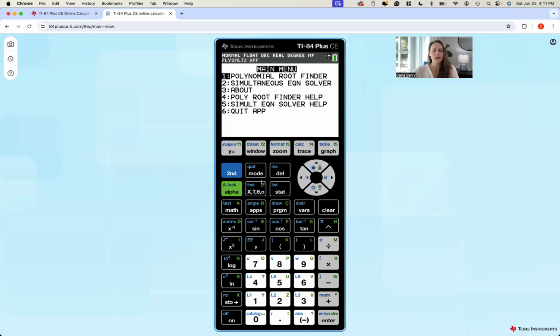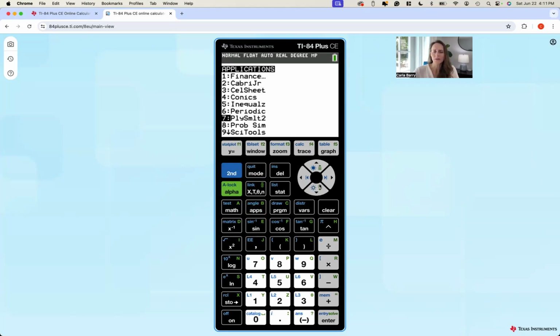So just to recap, I can press second mode to quit out of the screen, press apps, go all the way down to PolySmlt, scroll down, and then press enter, or I could just press the number 7 on my keypad. Do you see how it's the 7th app? So that's a shortcut. So we just looked at polynomial root finder. So that's going to mainly be used to solve quadratic equations.